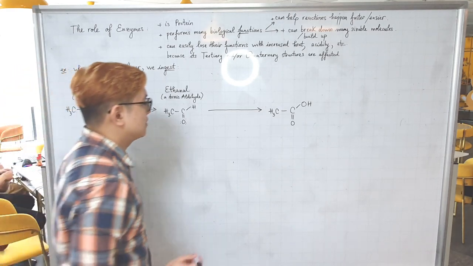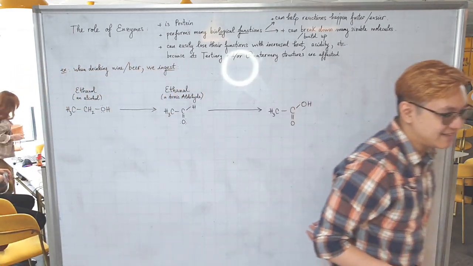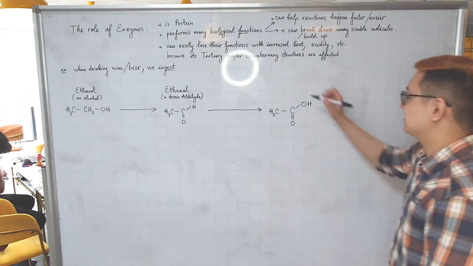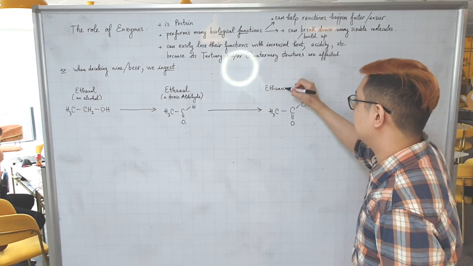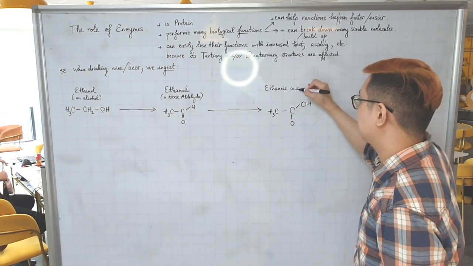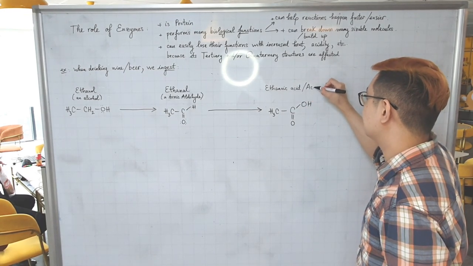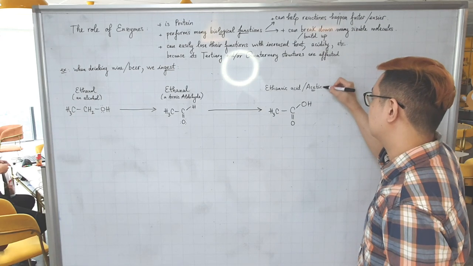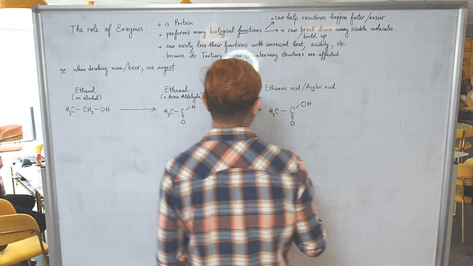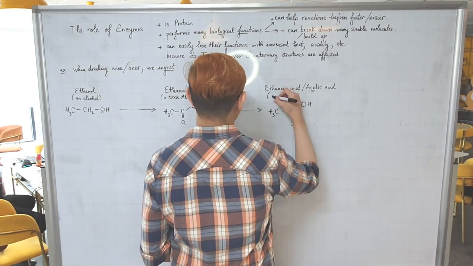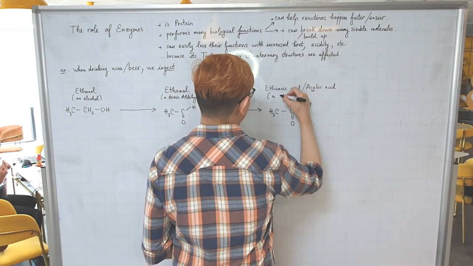Ethanoic acid, or acetic acid. It is a carboxylic acid.